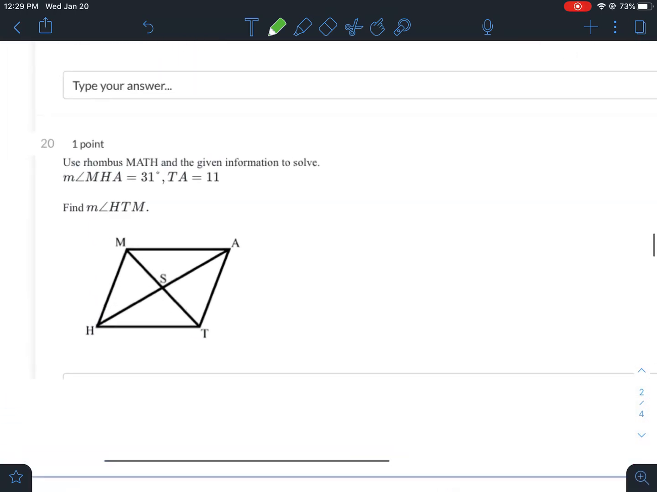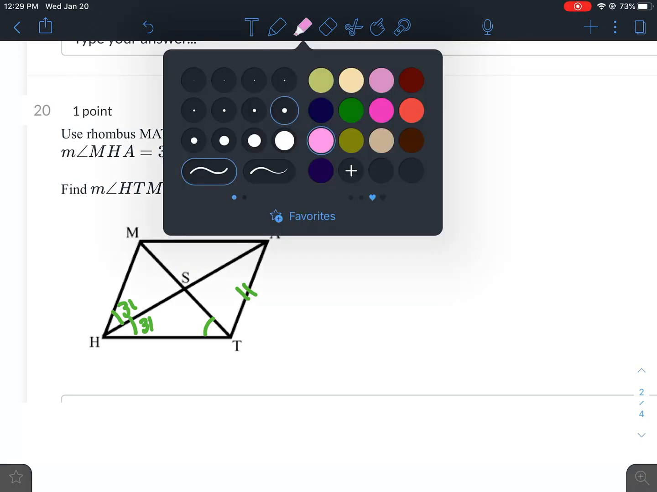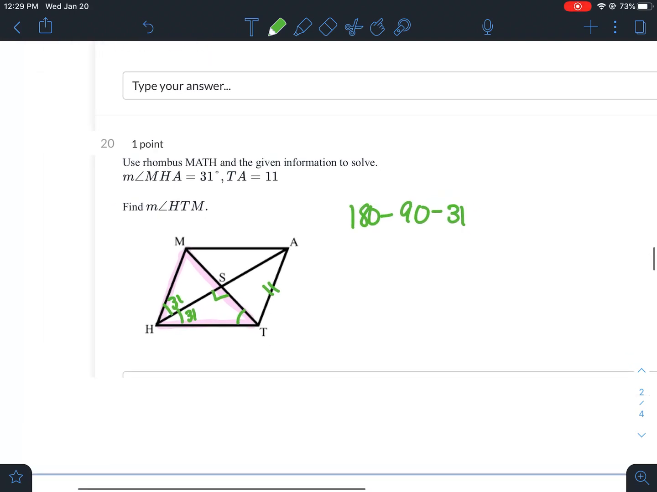20. So again, same information. So this angle is 31 and this side is 11. They want us to find HTM right there. Okay, well, if we know this angle is 31, then this angle is also 31. And this forms a triangle. Another thing that you could do is that this forms a 90-degree angle. So you could do 180 minus 90 minus 31. And again, I'll let you solve that one and plug it in.